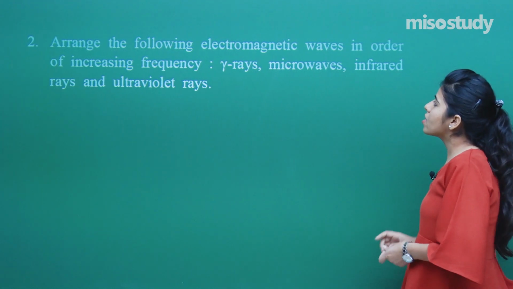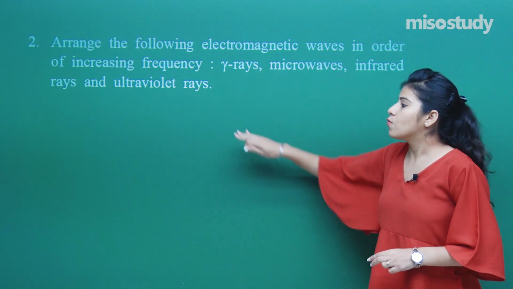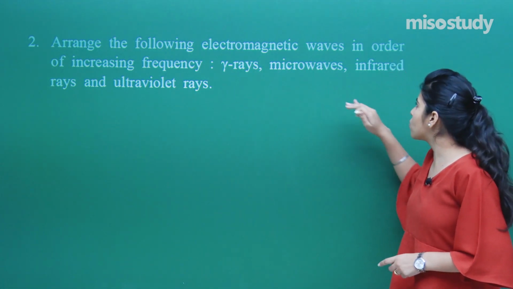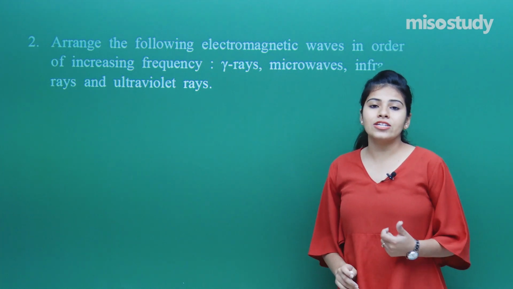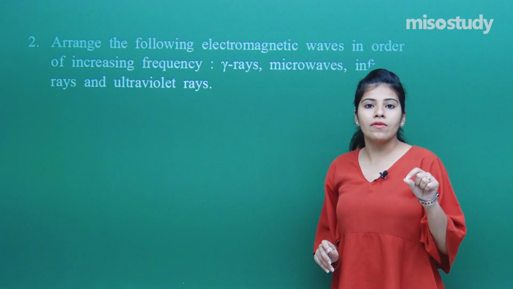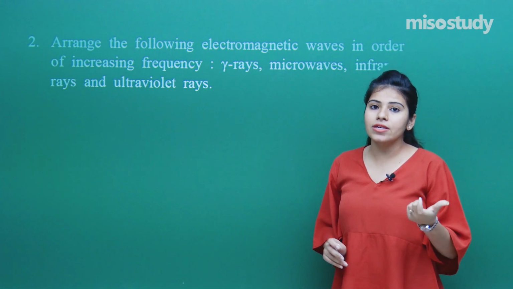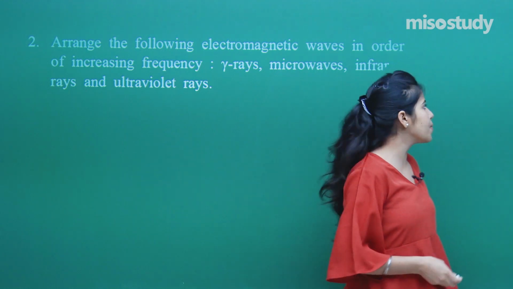Arrange the following electromagnetic waves in order of increasing frequency. We have been given the gamma rays, microwaves, infrared rays and ultraviolet rays. In the previous lecture, I told you a short trick to remember which will have the higher frequency and the corresponding lower wavelength. So what was the trick? We are going to repeat that.